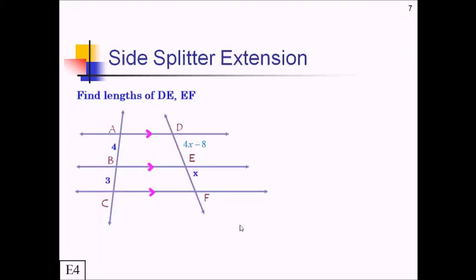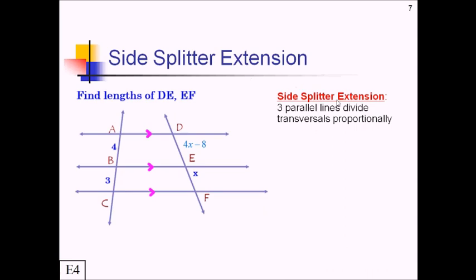Now, some of you might be wondering, what if we have the parallel sides, but we don't actually have a triangle? Like in this situation here, where we have 3 parallel lines with these transversals. Well, the Sidesplitter extension says that if 3 parallel lines divide transversals, it's proportionally. So we can set up another ratio with these. Pause the video and set up the ratio the way you think it should be done, and then find the value of DE and EF.